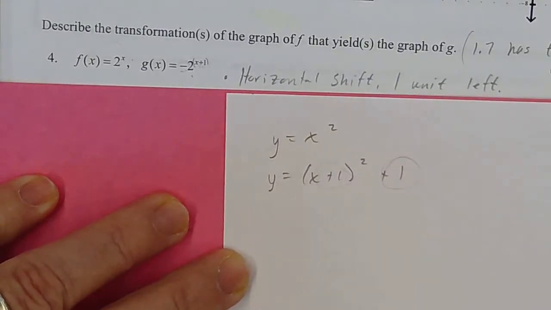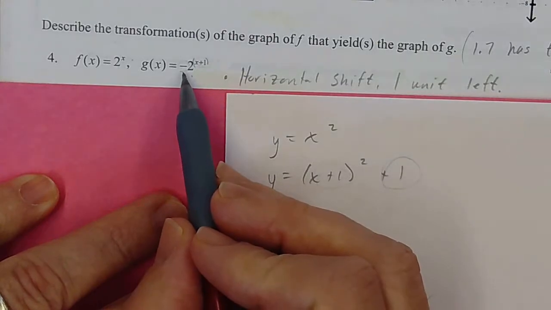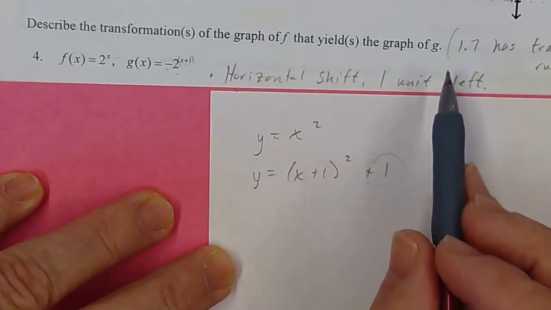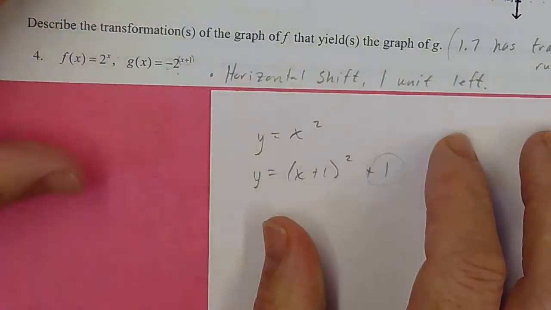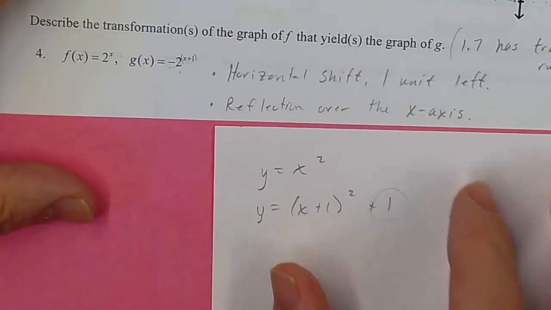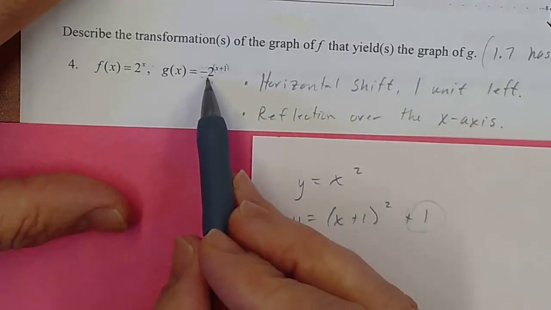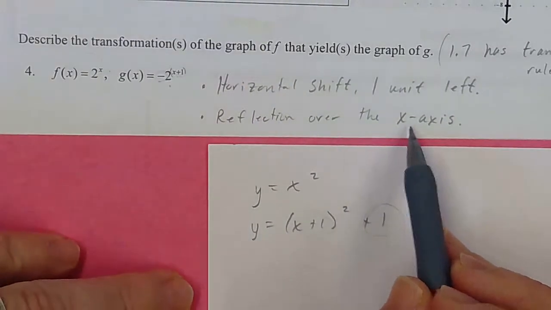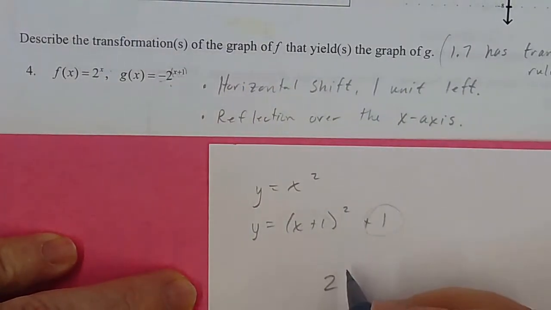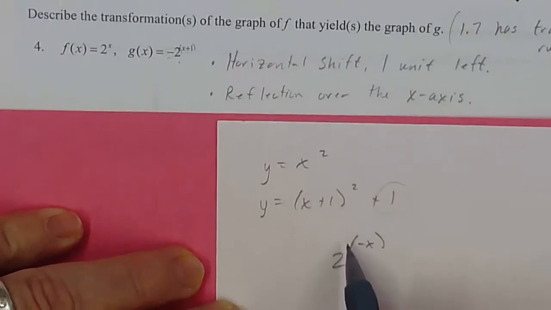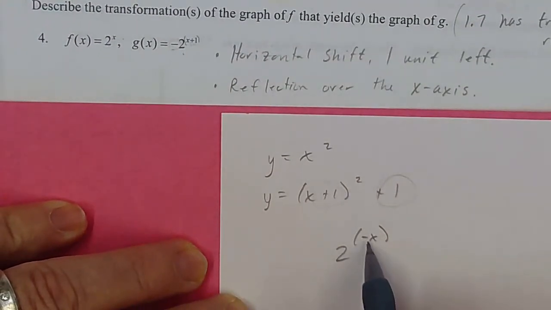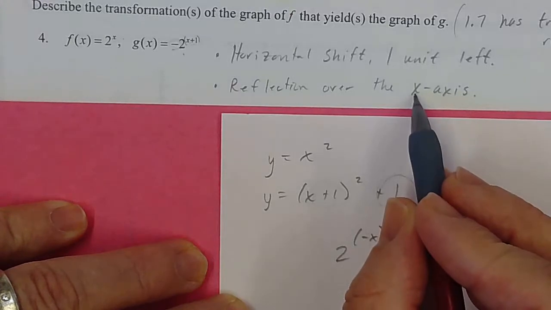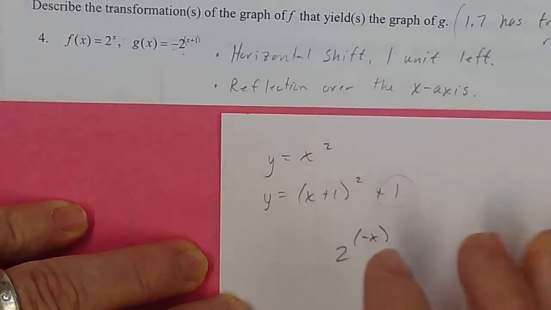And then with reflections, either the negative was inside or outside. Okay, once again, go to 1.7 if you need a little more review on that. But when the negative is outside the function, it's always a reflection over the x-axis. Inside would look like this. It'd be 2 raised to the negative x. If you saw that, now we call that kind of inside the function, we'd say over the y-axis.